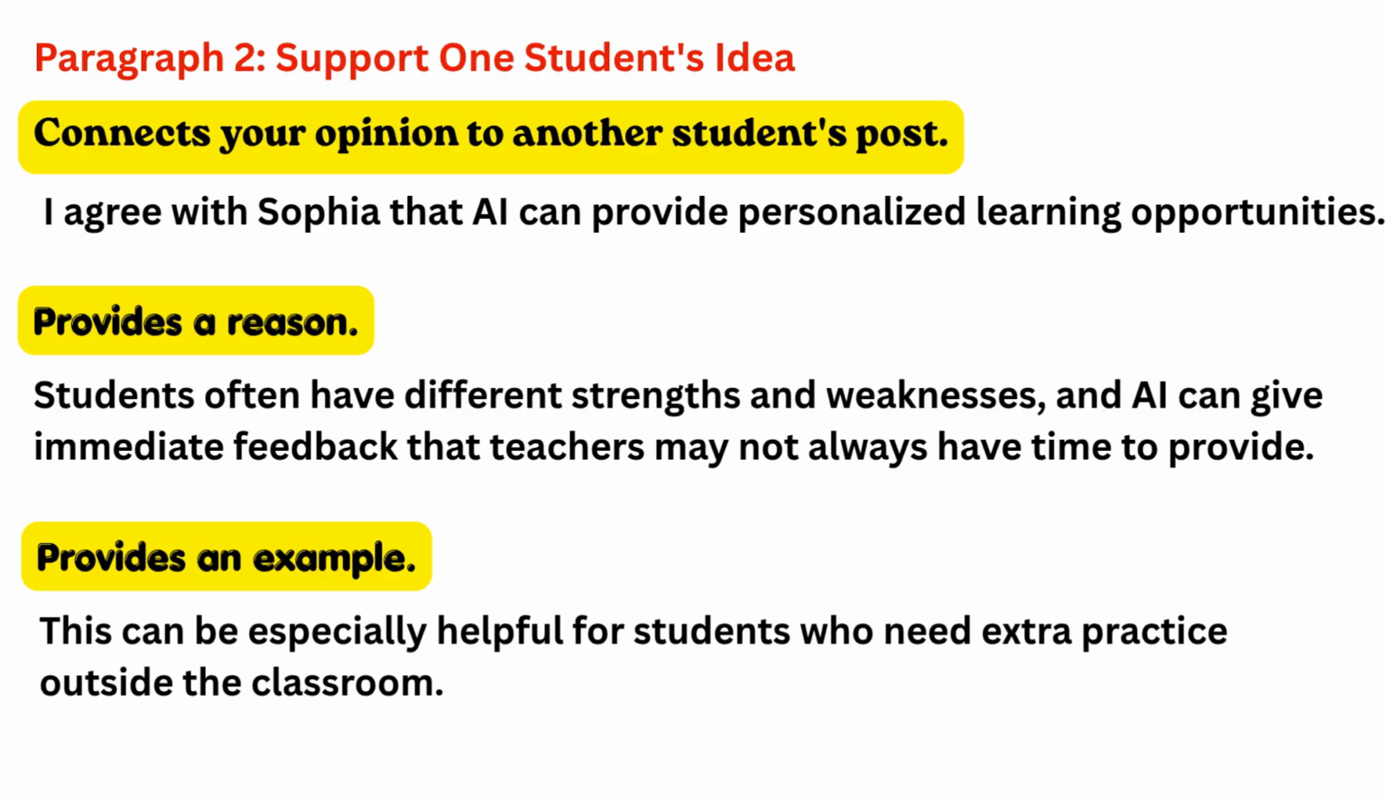Then, explain your reasoning. "Students often have different strengths and weaknesses, and AI can give immediate feedback that teachers may not always have time to provide." This sentence explains why AI can be useful. Immediate feedback helps students identify mistakes and improve more efficiently.